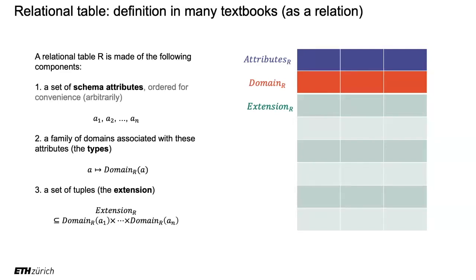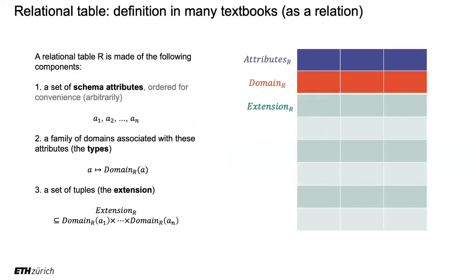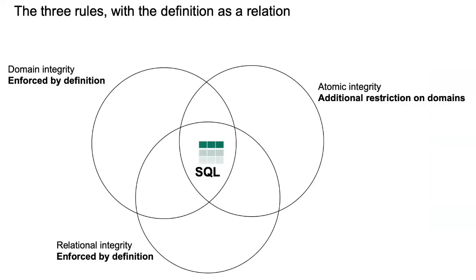Then we saw that in the textbooks, we define a relational table as a Cartesian product, a subset of the Cartesian product over the domains, or relation over the domains. We saw that by definition, that gives you relational integrity and that gives you domain integrity, but it doesn't give you atomic integrity. For that, you have to additionally request that the domains only have atomic values.